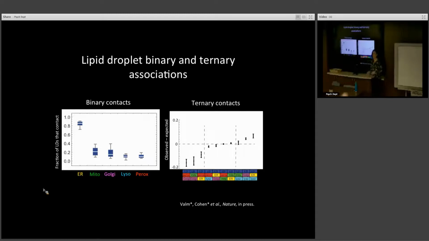So we like this as proof of concept that we're getting information from this 6-color imaging that you couldn't get by just doing all the different pairs and trying to calculate how frequently the 3-way contacts would occur. And the one that was the lowest compared to expected was peroxisome lipid droplet Golgi contact, while the highest was lipid droplet contact with both ER and lysosome, which might indicate that the functions of these organelles are especially closely coordinated.